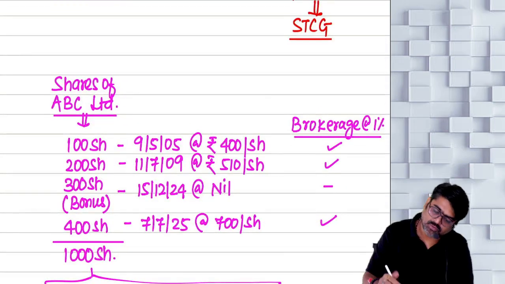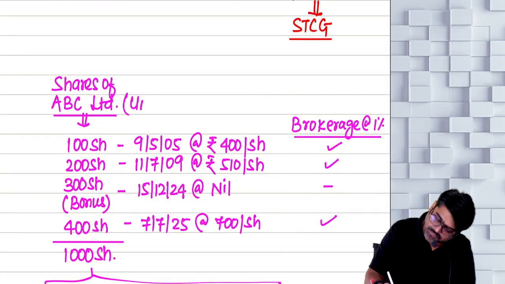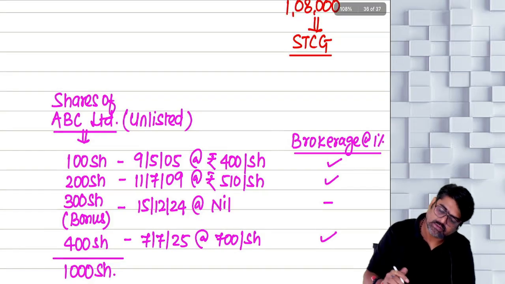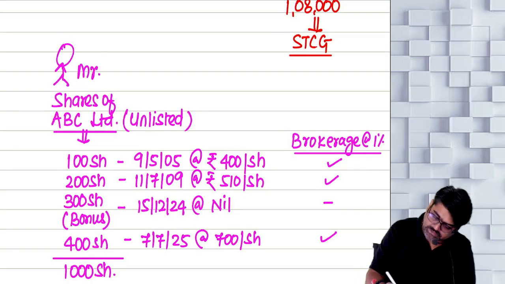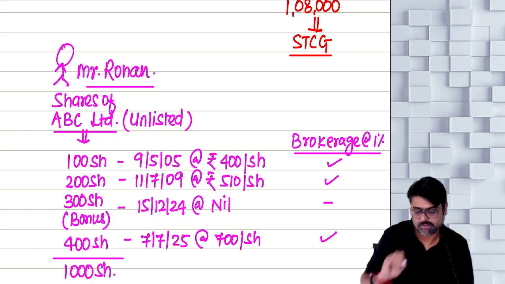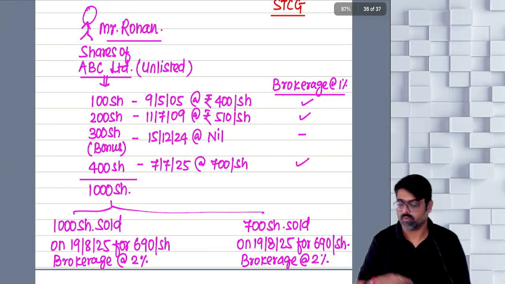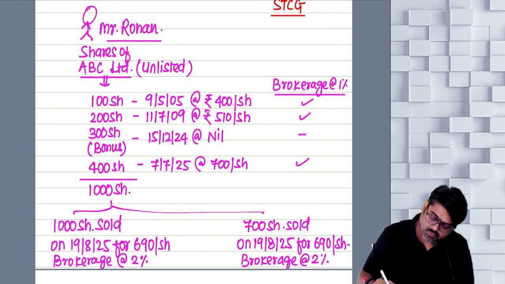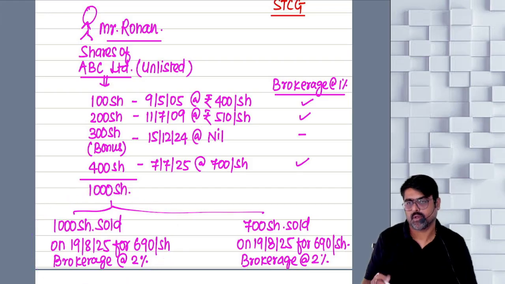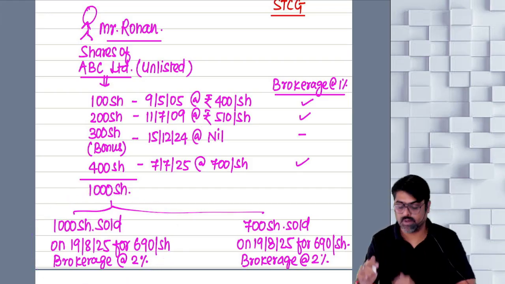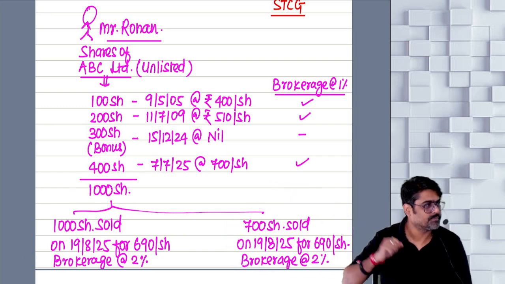And assume that all the shares of ABC Limited are unlisted. And the assessee is Mr. Rohan. Come on, start solving. First you will solve this part. Once this part is over, then you are going and solving this part. Come on.